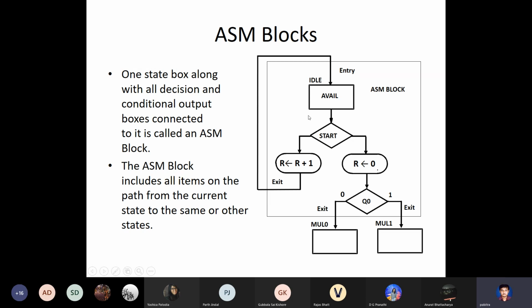One ASM block will contain exactly one state and some decision boxes. Here there is one decision box. There can be more decision boxes. There can be nested decision boxes. Here is an example of a nested decision box. So it can contain multiple decision boxes, and the output path of each decision box can give one conditional output.